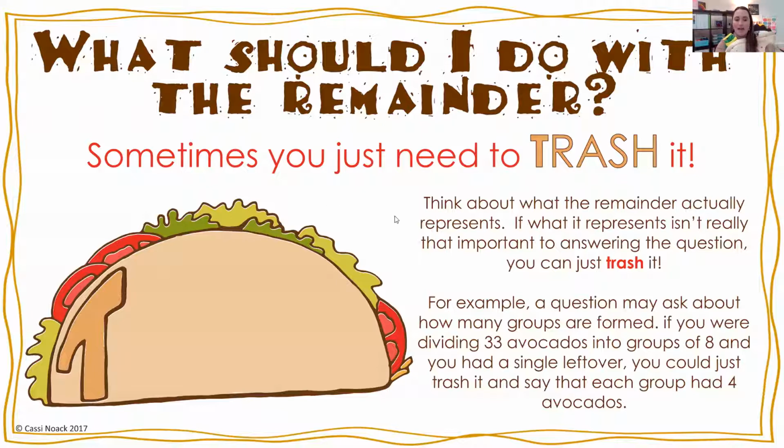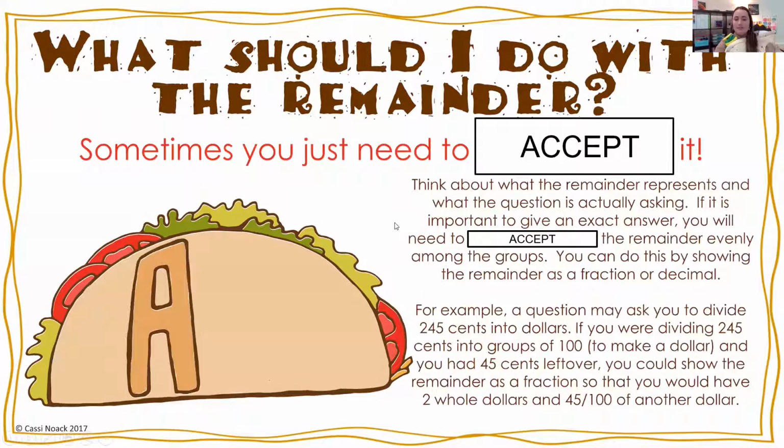So now the A is going to be, sometimes you just need to accept it. So I'm going to read this to you, and then we'll try to solve this type of problem with accept it. Think about what the remainder represents and what the question is actually asking. If it's important to give an exact answer, you will need to accept the remainder evenly among the groups.